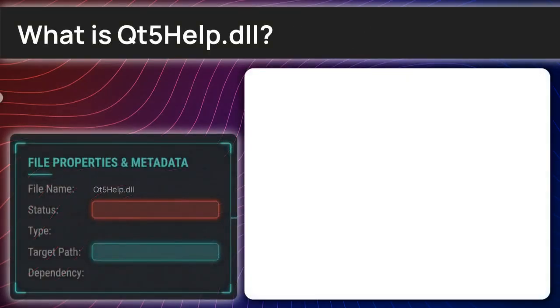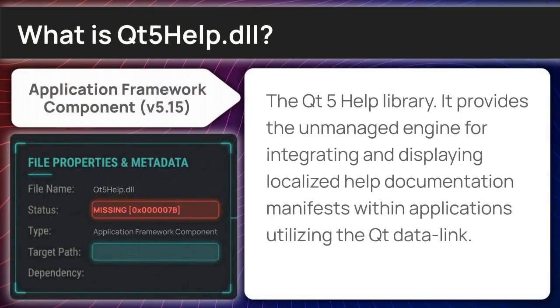This is the Qt5Help, the Qt5Help library. It provides the unmanaged engine for integrating and displaying localized help documentation manifests within applications utilizing the Qt data link. Knowing the file's purpose is helpful, but now we need to physically restore it.